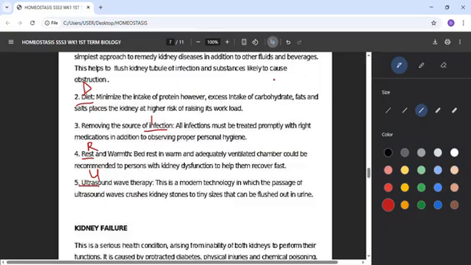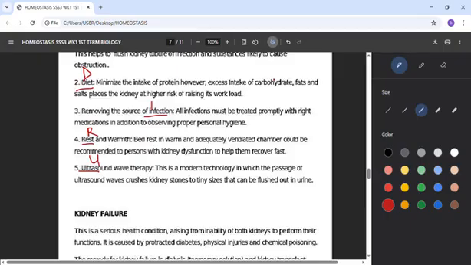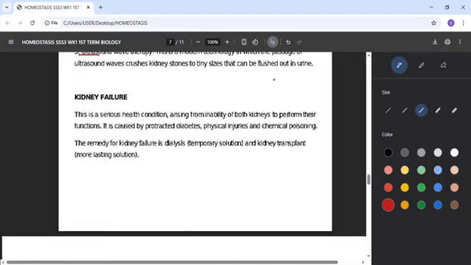The person needs to rest. I, infection. What causes the infection should be removed. Then D, diet. The person should minimize intake of protein. Another thing we look at is kidney failure.